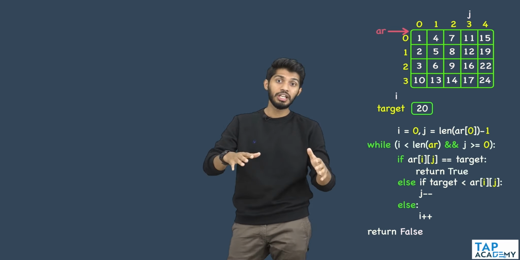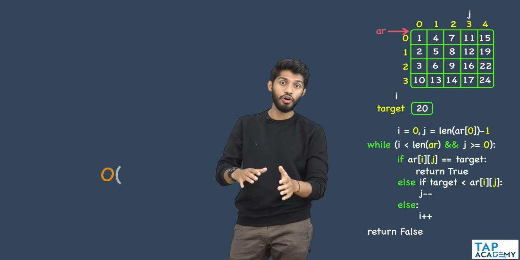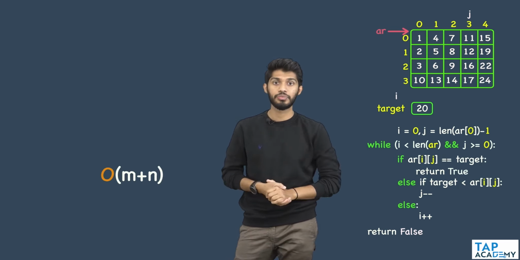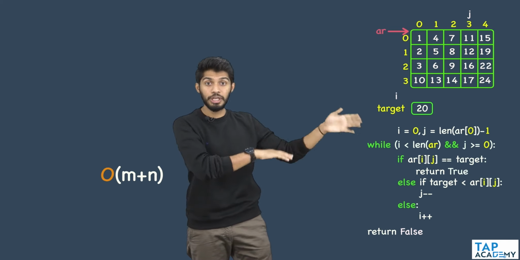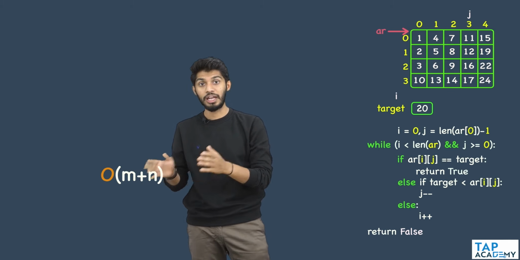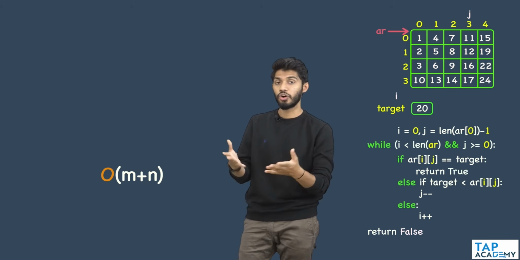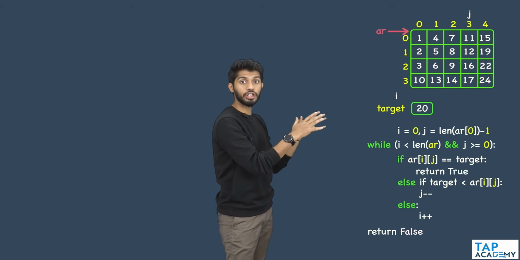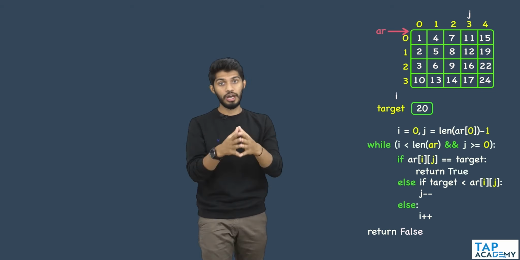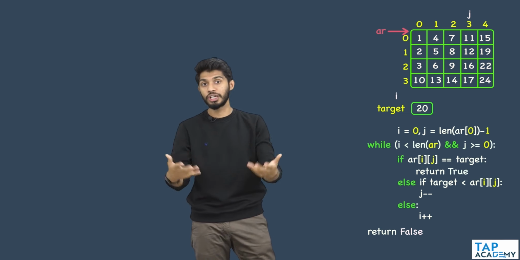So in this case, the time complexity is nothing but big O of m plus n. If you can clearly see, there is a huge difference between big O of m into n and m plus n. And definitely m plus n is lesser than big O of m into n. So I hope you understood this particular algorithm. Now let's go write some code and check whether this algorithm works or doesn't work.